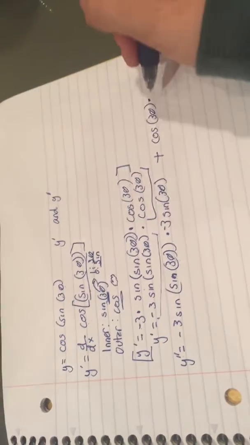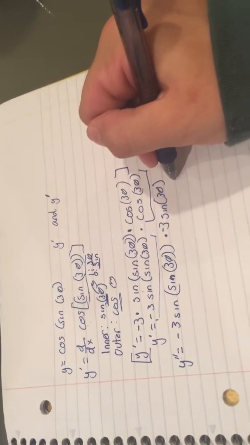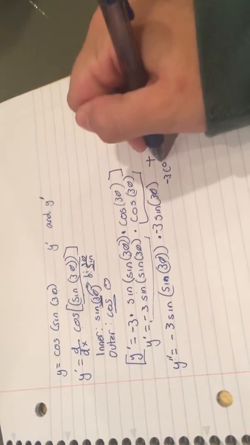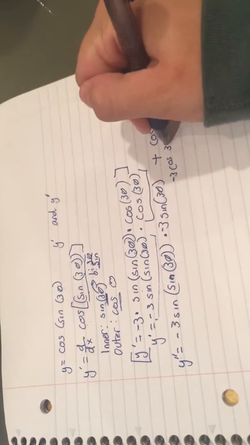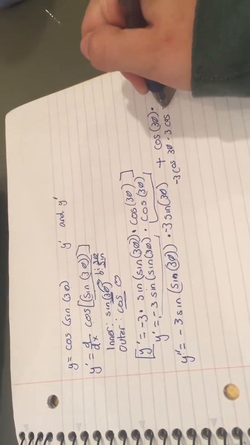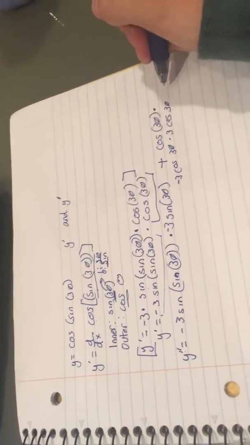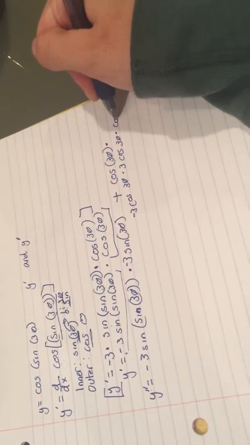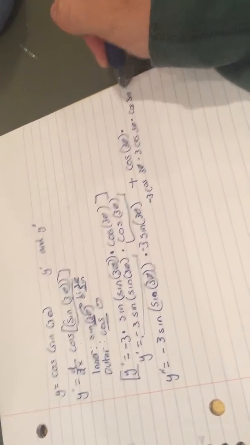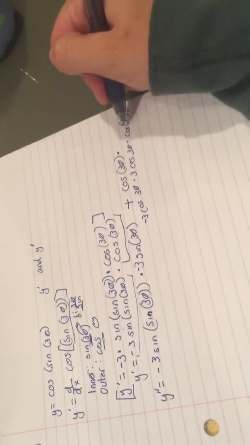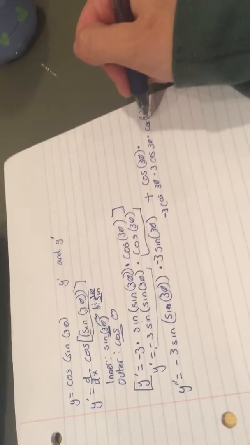We're going to put that -3 out in front, right? We're going to have -3 cos 3 theta times 3 cos of 3 theta. Wow, this is hard to explain. Times cos of sine of 3 theta. Holy guacamole! You have a lot of inners here multiplied by a lot of outers.